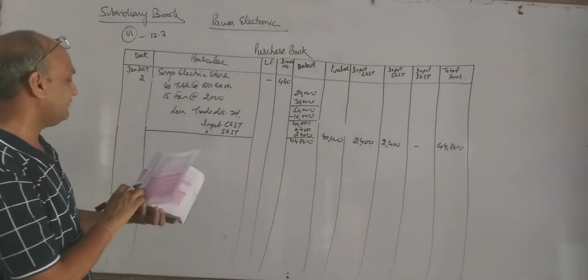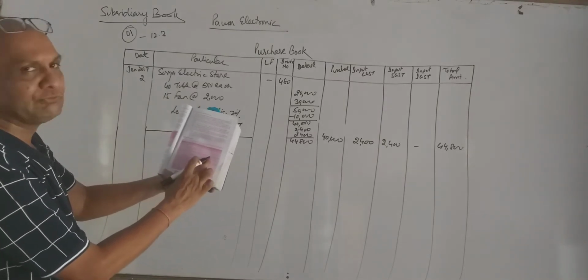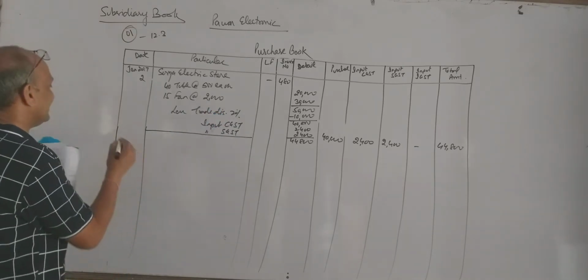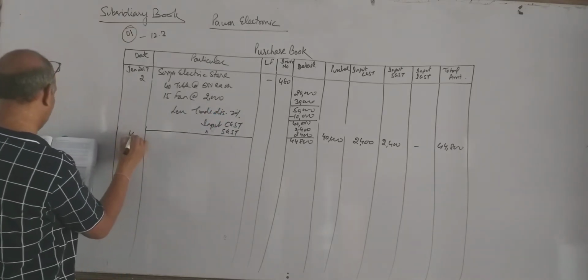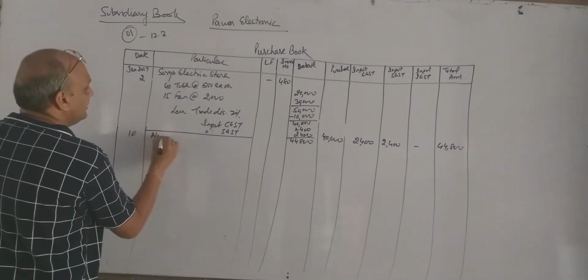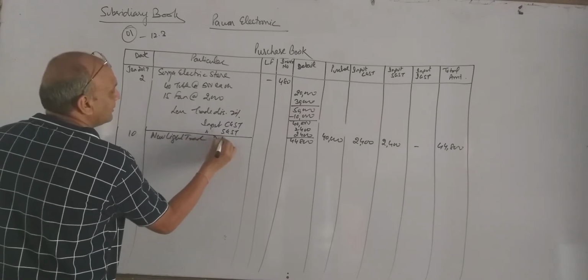Next, it is given on 10th. Bought goods from New Light Traders, which took place in New Delhi. Again the party is of Delhi only and it is on credit. The name of the party is New Light Traders, Delhi.